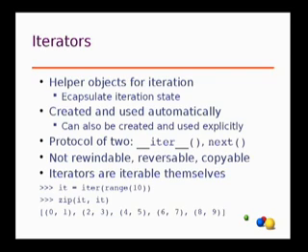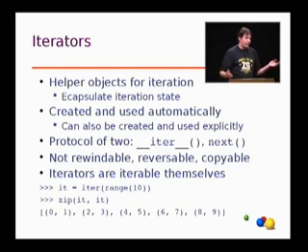So iterators in Python are really simple. They're helper objects for iteration. They encapsulate, if you will, the iteration state, and they're created and used automatically. If you don't want to bother with them, you don't have to, and it all just happens by magic. If you do want to bother with them, you can do a lot of fun stuff with them. Even more so if you combine them with generators, which I'll be talking about next.